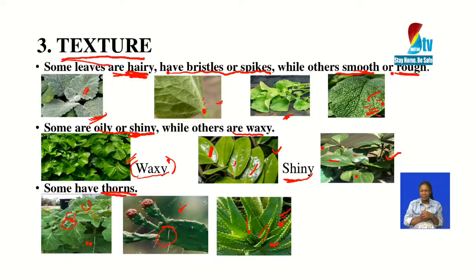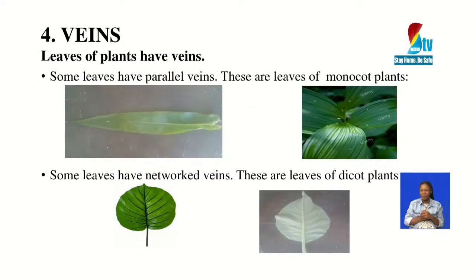So texture, we are saying, how do you feel when you touch those leaves? That's all about texture. Let's move on and talk about our fourth external feature, which is veins. So my learner at home, veins of leaves differ. Some of our leaves have parallel veins, which means the veins are aligned in parallel lines.